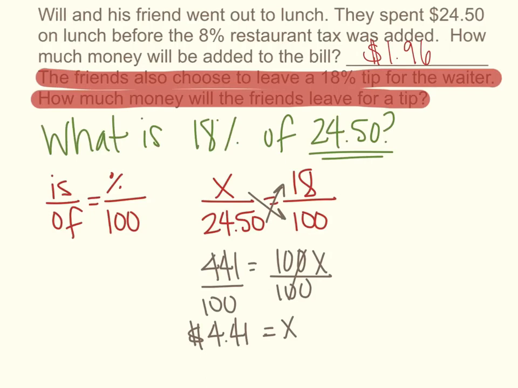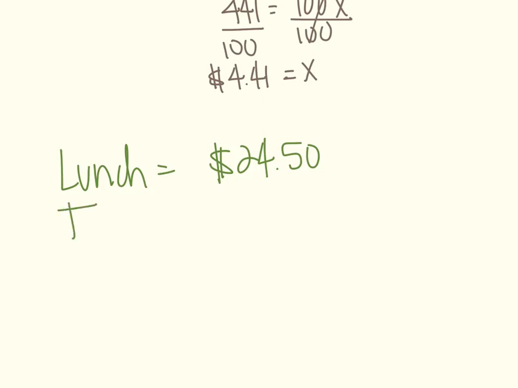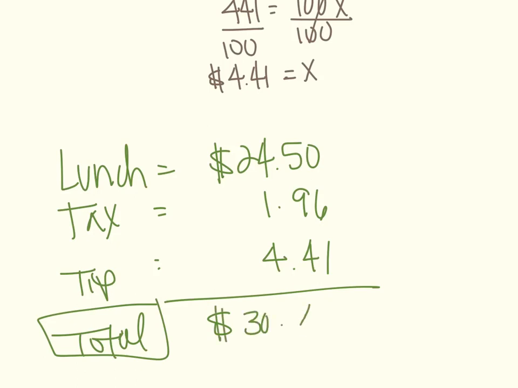So if we were to think about this in the idea of total, it seems as though lunch for Will and his friend was $24.50. The tax that we figured out on the previous slide was $1.96, and that tip was $4.41. So the total with tax and tip for Will and his friend would be $30.87. So of course, if they were going to split that, then we could just divide by 2.